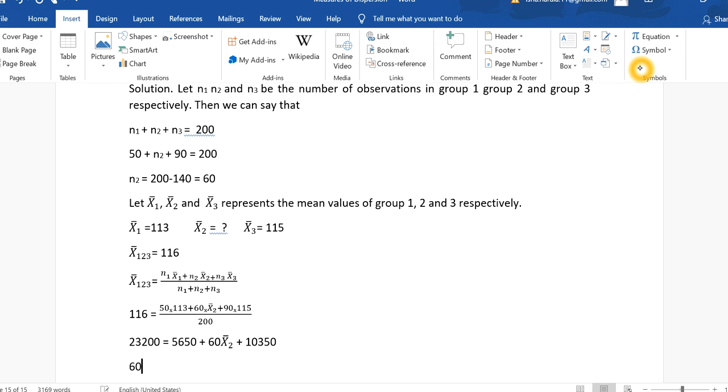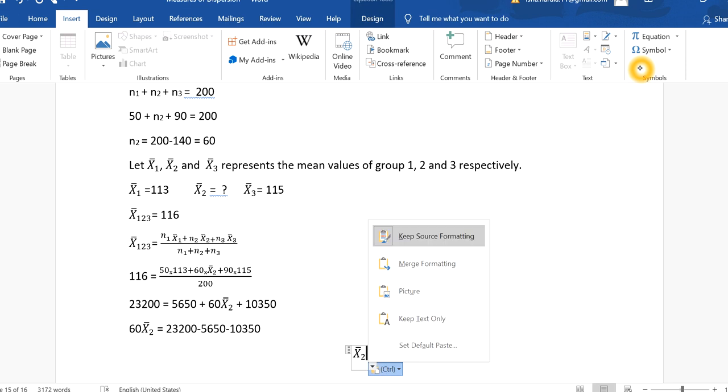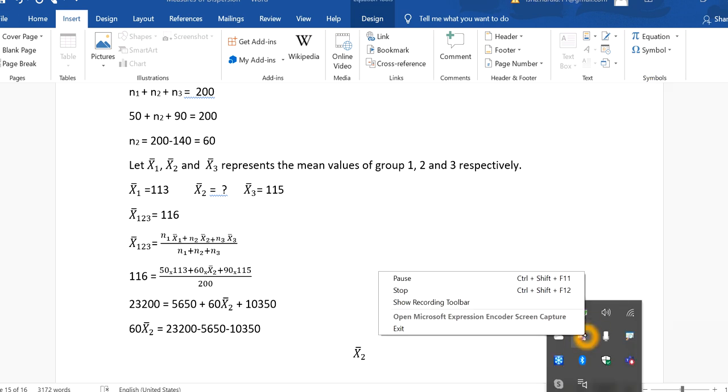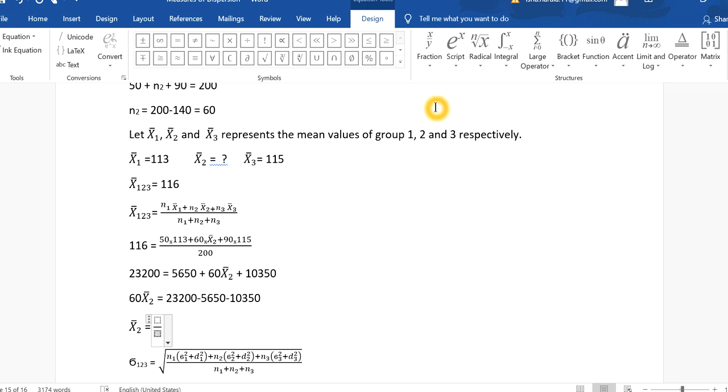So this 60 mean 2 equals to, now we will solve it. So here 23200 minus 5650 minus 10350. So here it becomes 60 mean 2 equals to 7200. So mean 2 is this 7200 divided by 60, we have cross multiplied it.